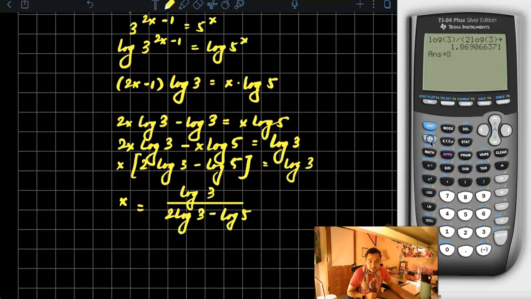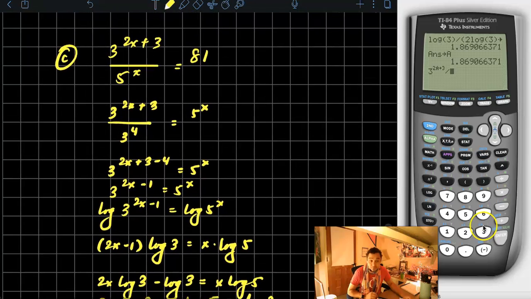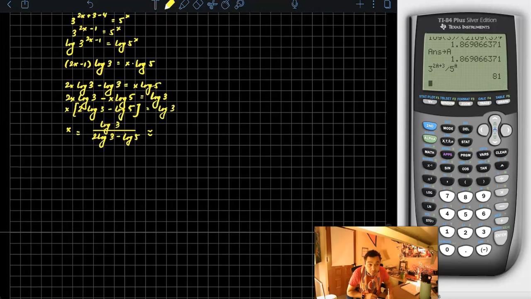To check it, I'm going to store that again. I'm going to just rewrite the value. I had a, go back to the original, and I'm going to say 3 raised to the 2a plus 3 divided by, oh, it's an interesting format. Okay, 3 to the 4. Oh, I could go a little further. Divided by 5 to the a. And let's see if that, 5 raised to the a should equal 81. Okay, seems like it works. Let's keep going. But let's just note down the value we got. It's approximately 1.869.